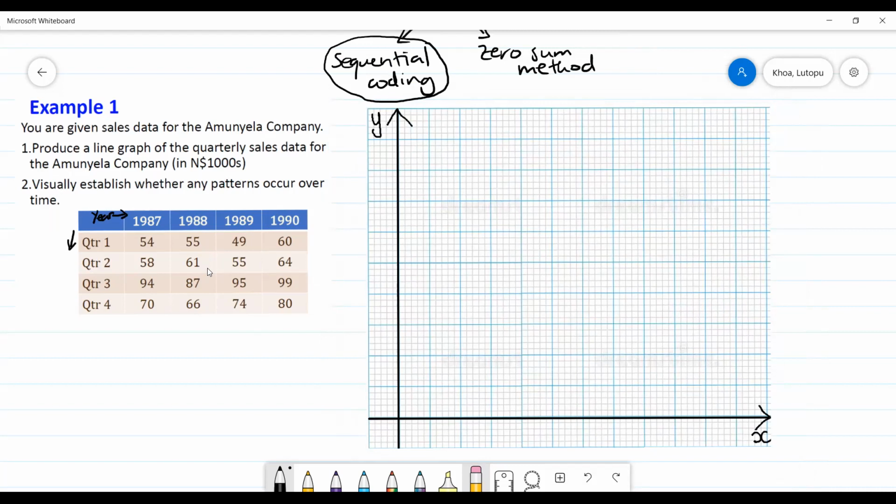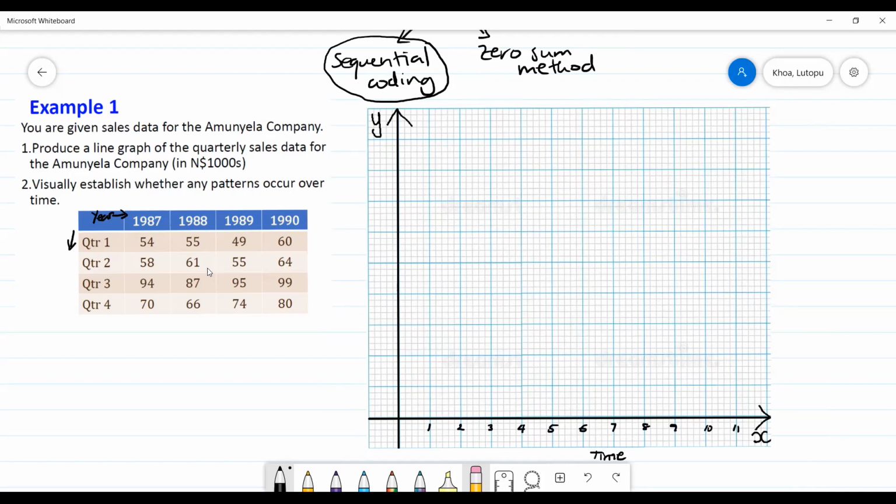Okay, so we said on the x-axis here, we are going to put our time, and our time is in quarters. So I have 16 of these. I'm going to have 1, 2, 3, 4, 5, 6, 7, 8, 9, 10, 11, 12. Okay, so I don't have enough. So this is 1, 2, 3, 4, 5, 6, 7, 8, 9, 10, 11.